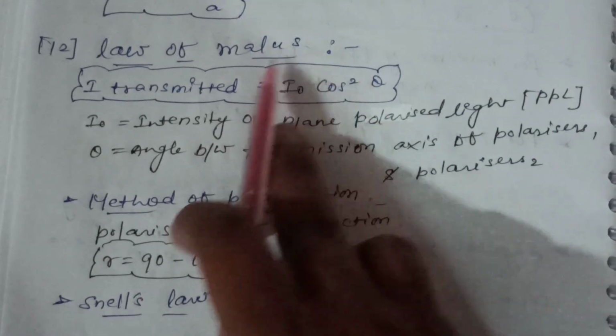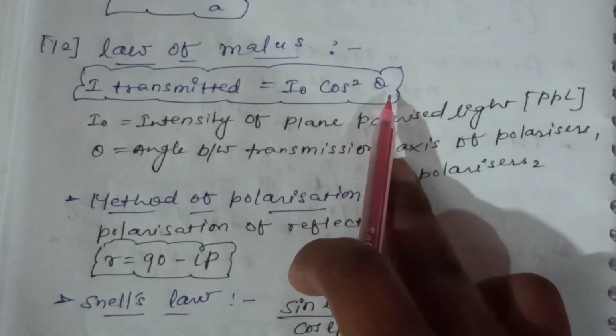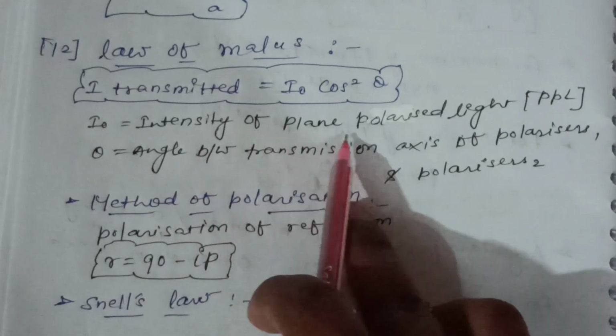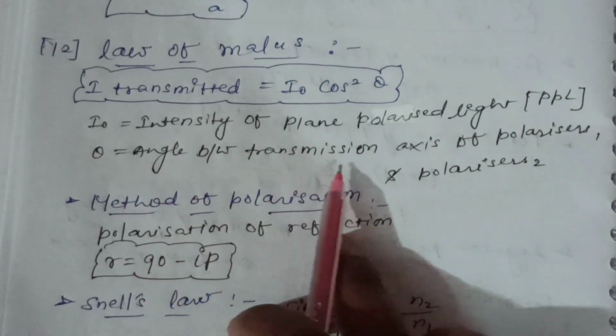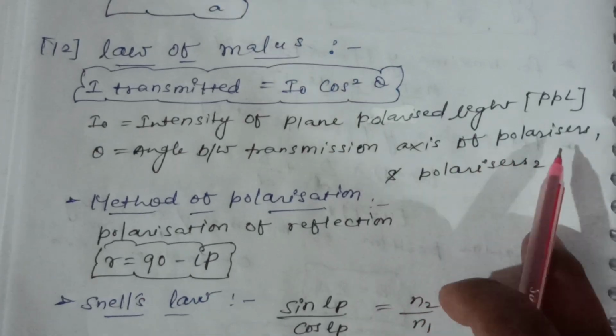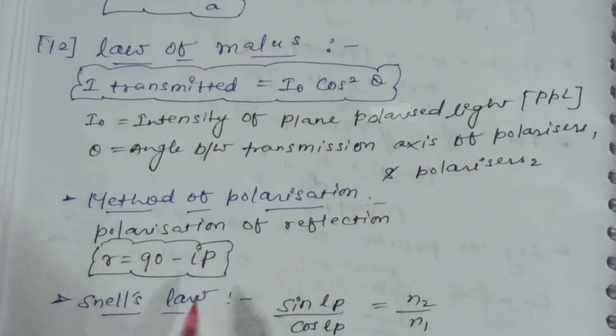Law of Malus: I transmitted = I₀ cos²θ. I₀ is the intensity of the plane polarized light, PPL. θ is the angle between the transmission axes of polarizer 1 and polarizer 2.